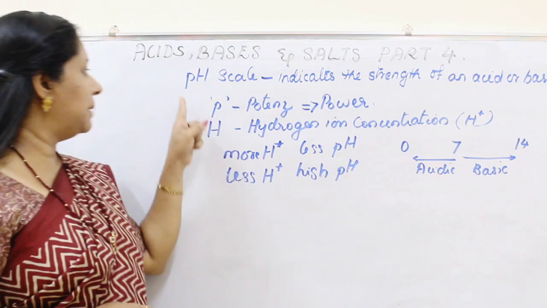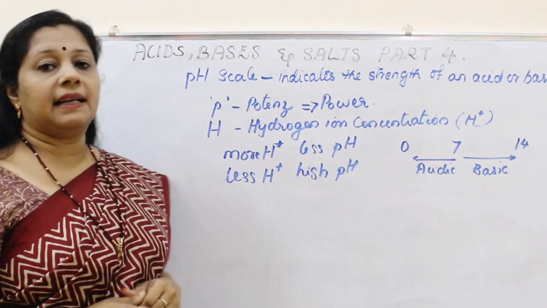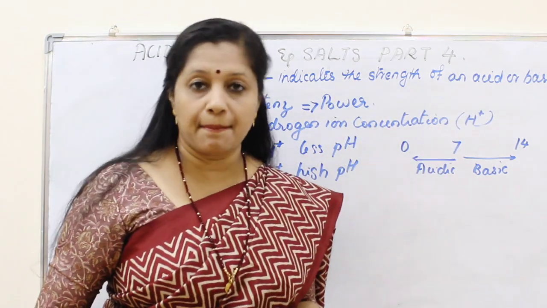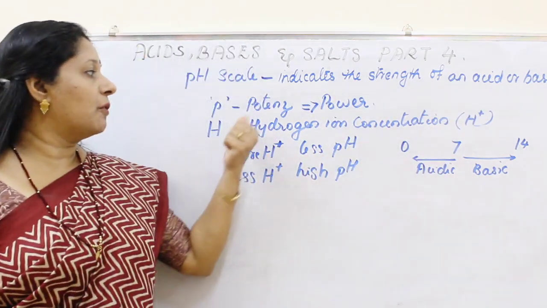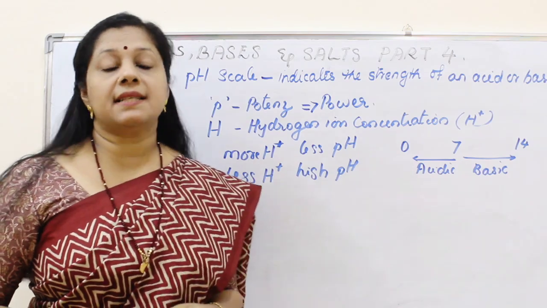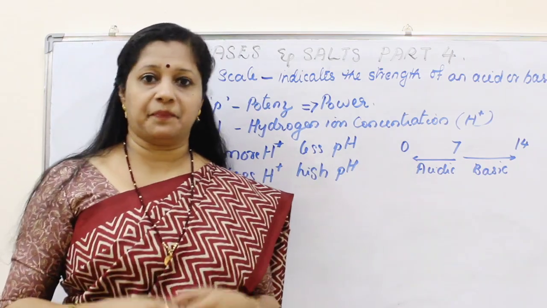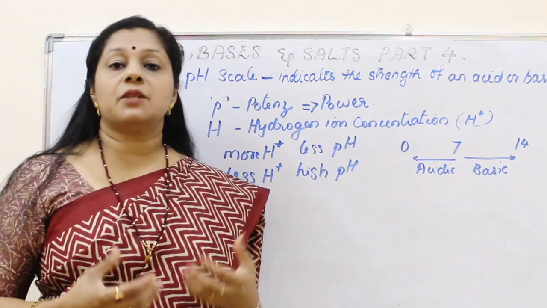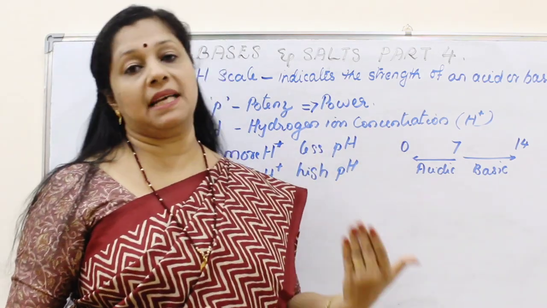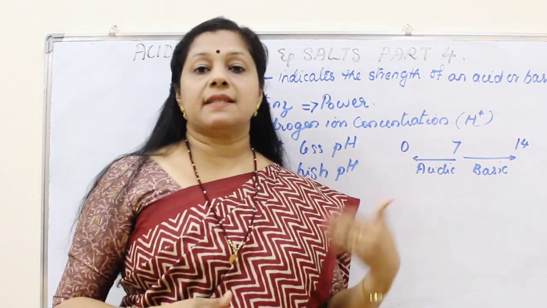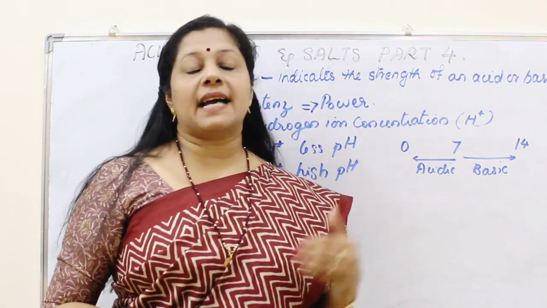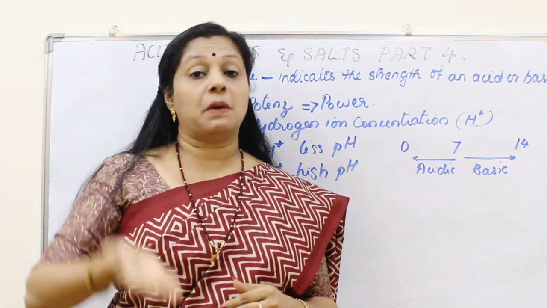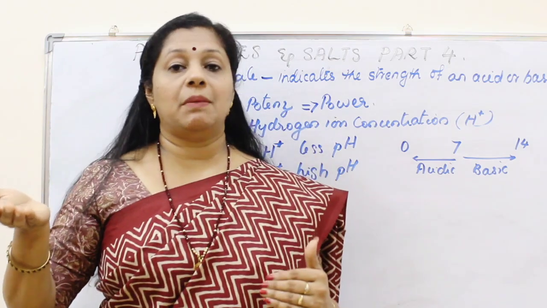When you write pH, P is a small letter and H is uppercase. So the pH scale indicates the strength of an acid or base. What does this P stand for? It stands for potenz, a German word meaning power. And H is the hydrogen ion concentration, because we indicate pH based on H plus. We know H plus more means acidic. So it is actually the negative logarithm of hydrogen ion concentration. That means if the H plus is more, the pH value will be less.